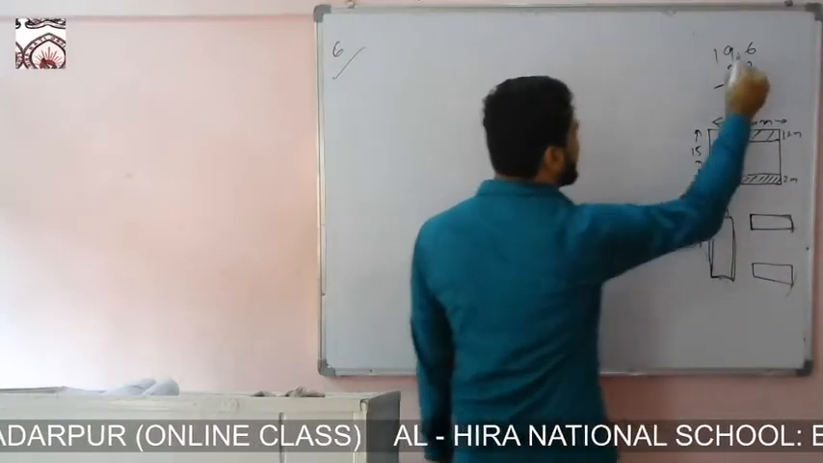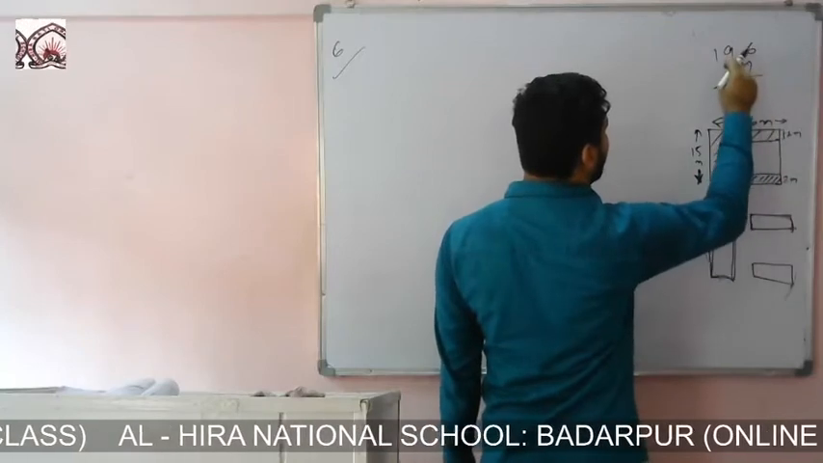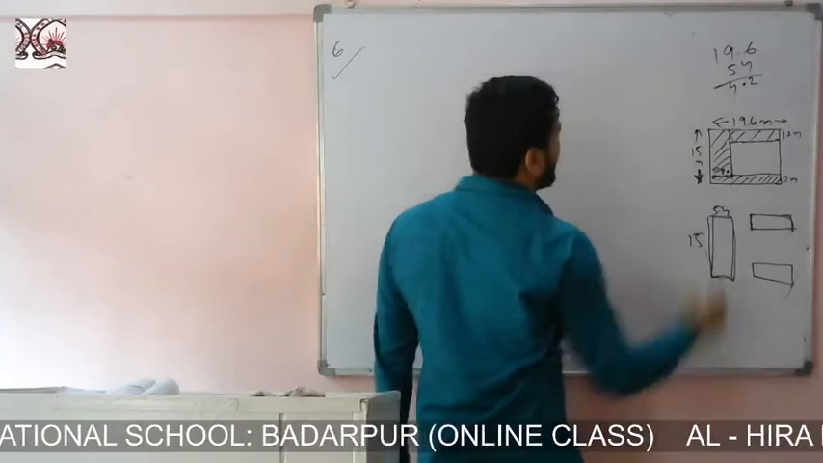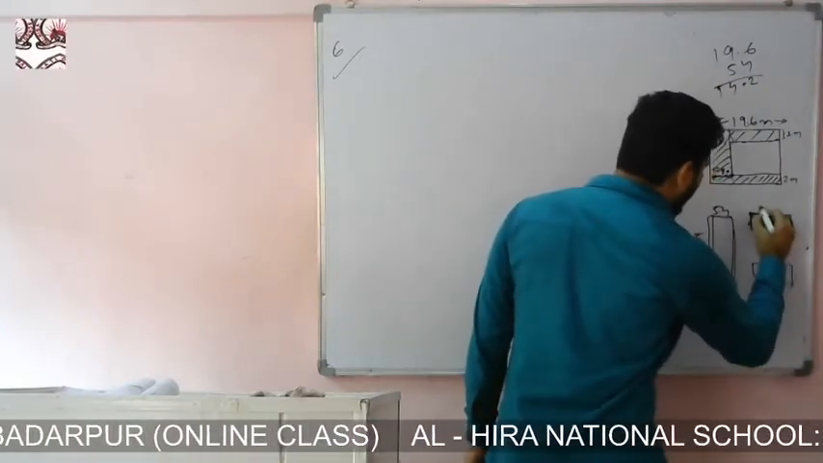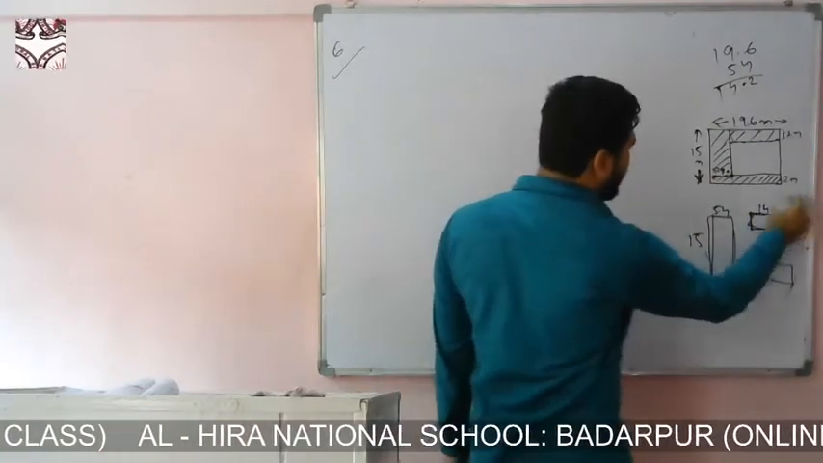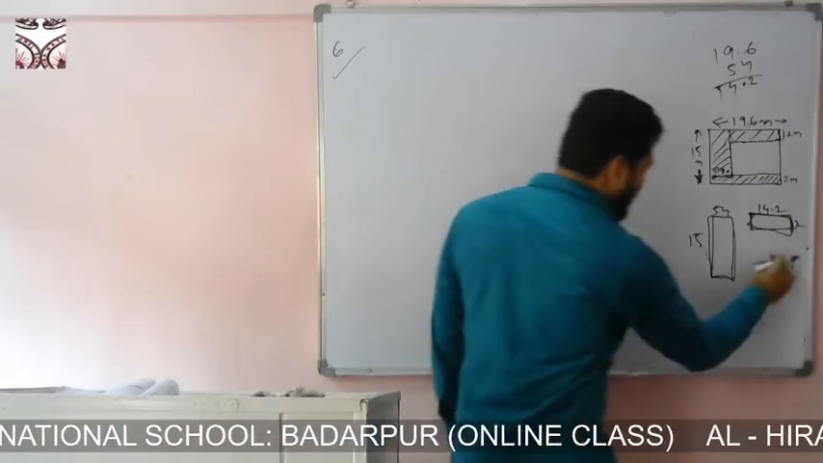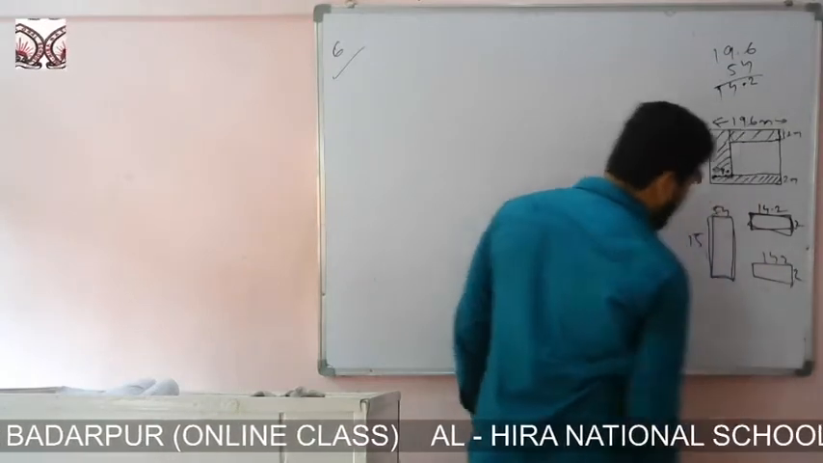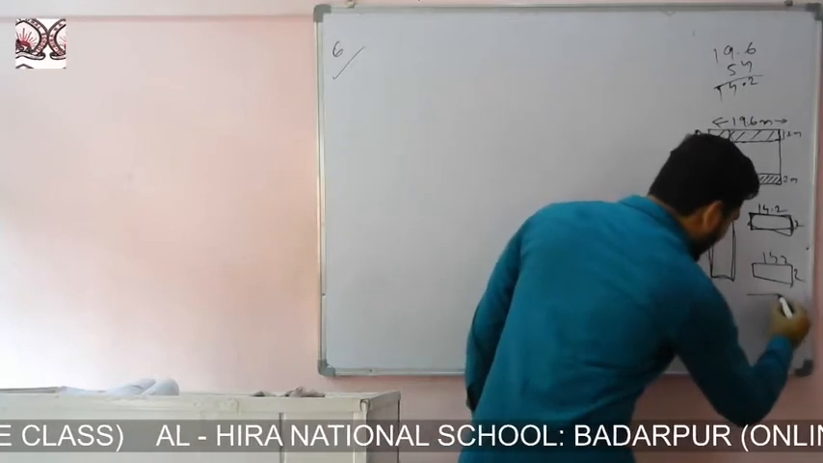That means if I subtract, 6 minus 4, 2. Then 9 minus 5, 4. And here 1, 14.2. That means the length of this one will be 14.2. And breadth you see this portion. Breadth will be 2. So obviously this will be 14.2 and 2. If I add both these, then it will become like this.